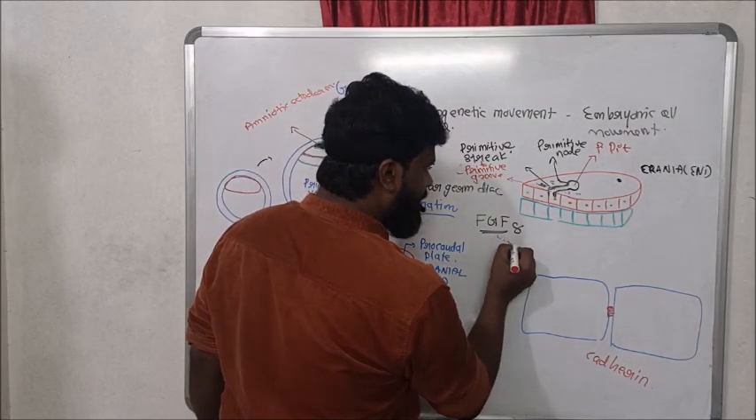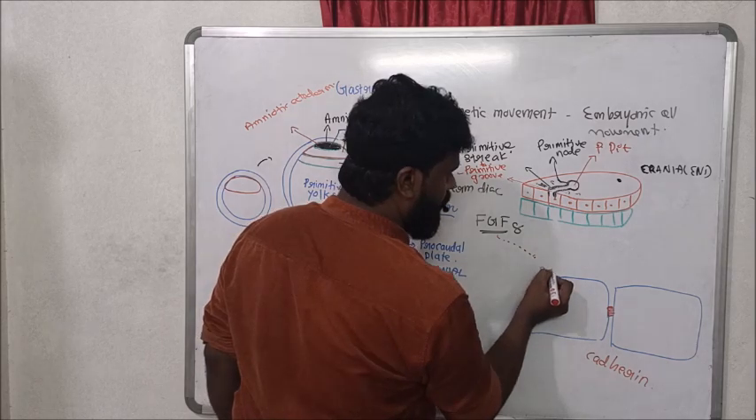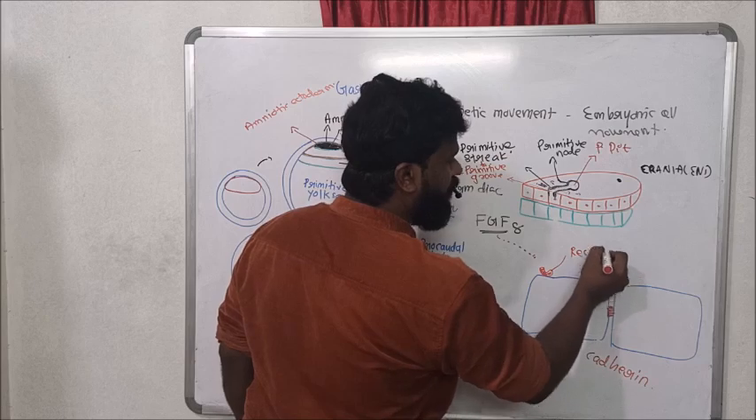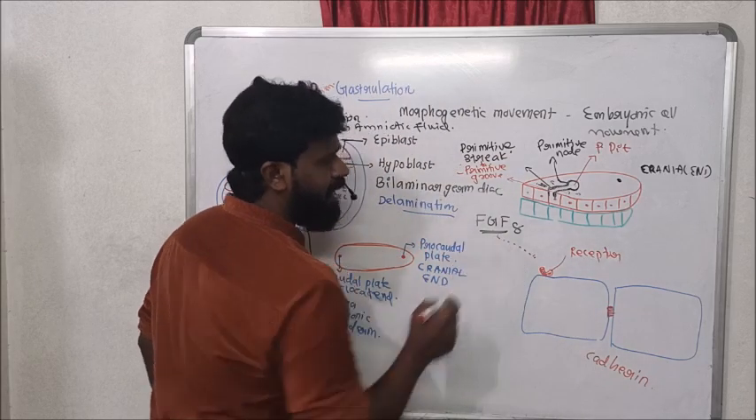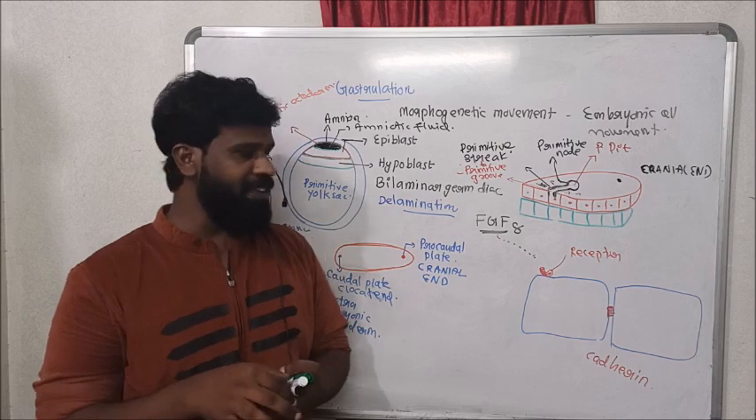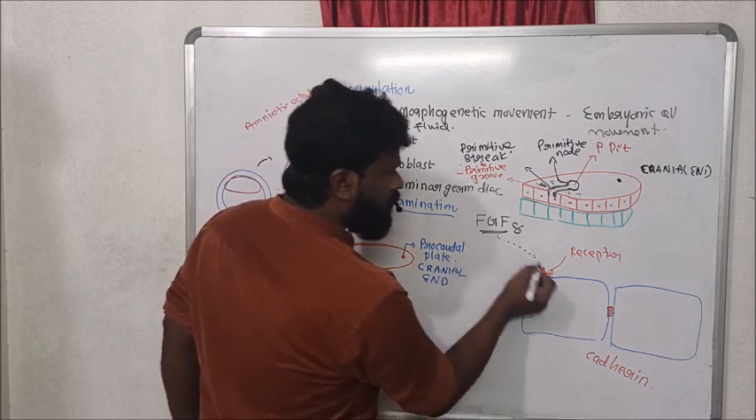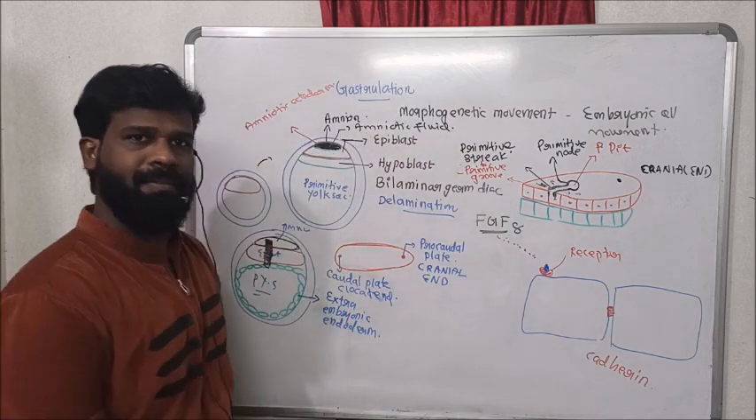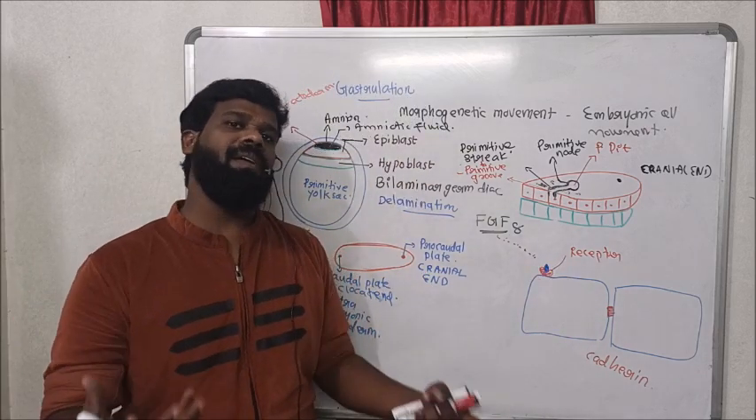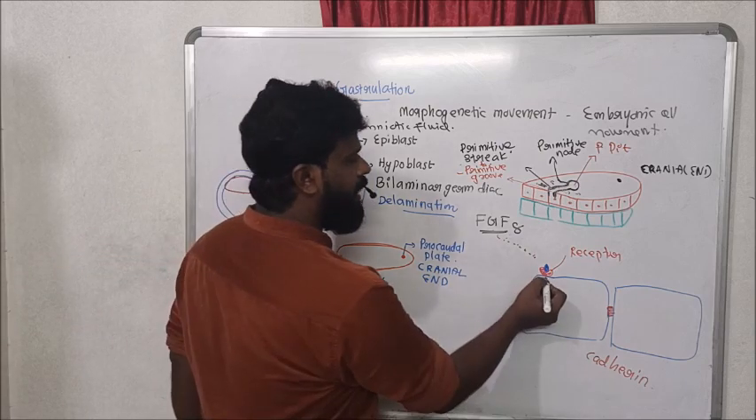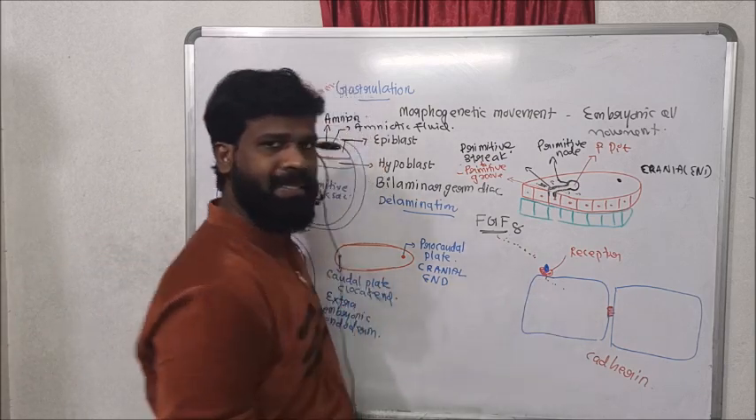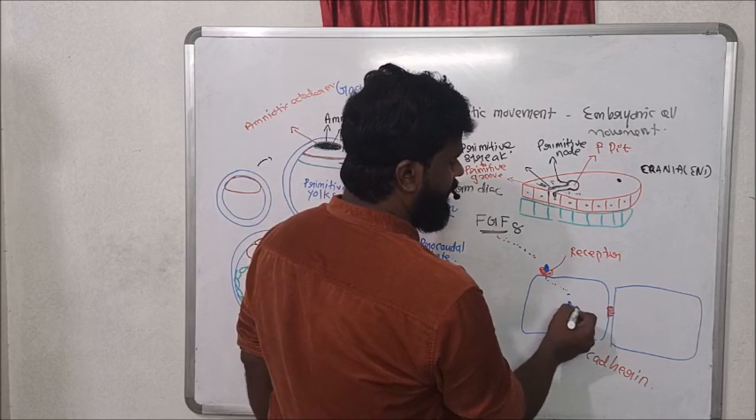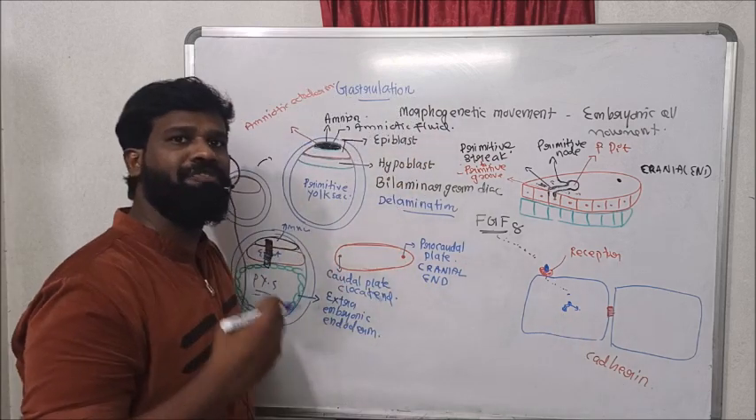See, this growth factor is transported to the neighboring cell. The neighboring cell has the receptor for this FGF8 growth factor. So this growth signal binds to the receptor of the neighboring cell. That particular cell gets stimulated and develops some second messengers. The second messengers stimulate a particular gene, and the gene stimulation causes the production of a protein.